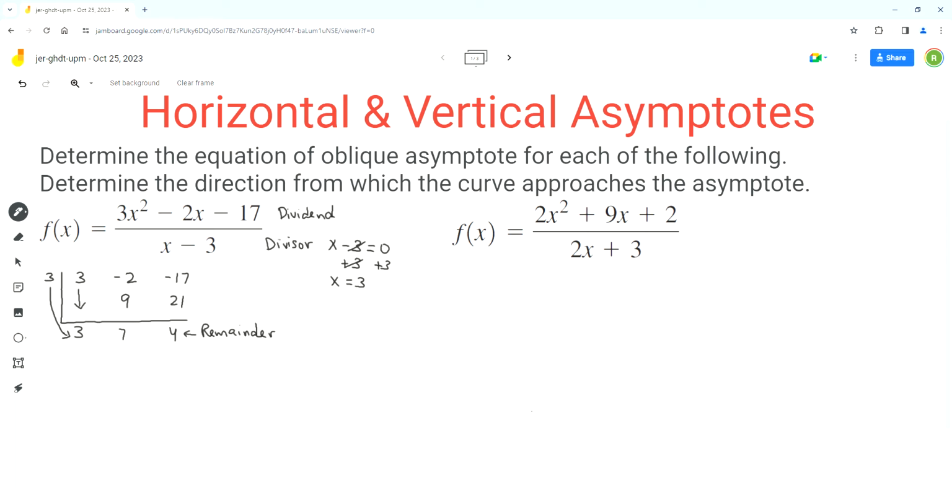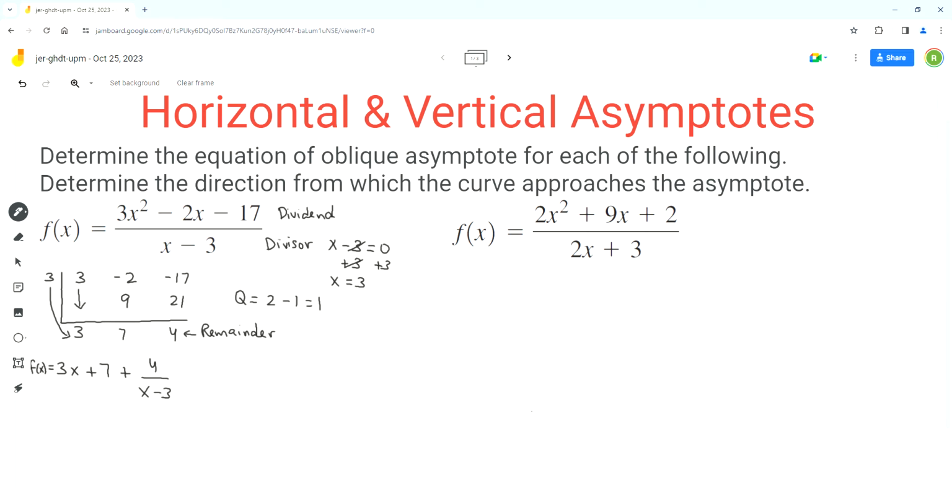Now since the degree of the quotient in this case will be 1 less than the degree of the dividend, because the degree of the quotient is basically the degree of the dividend minus the degree of the divisor, which is 2 minus 1, which is equal to 1. So 3 and 7 represent the coefficients of the quotient, so we put the x with the 3. The result of this division can be written as 3x plus 7 plus 4 over the divisor, x minus 3. So this is the function f at x.